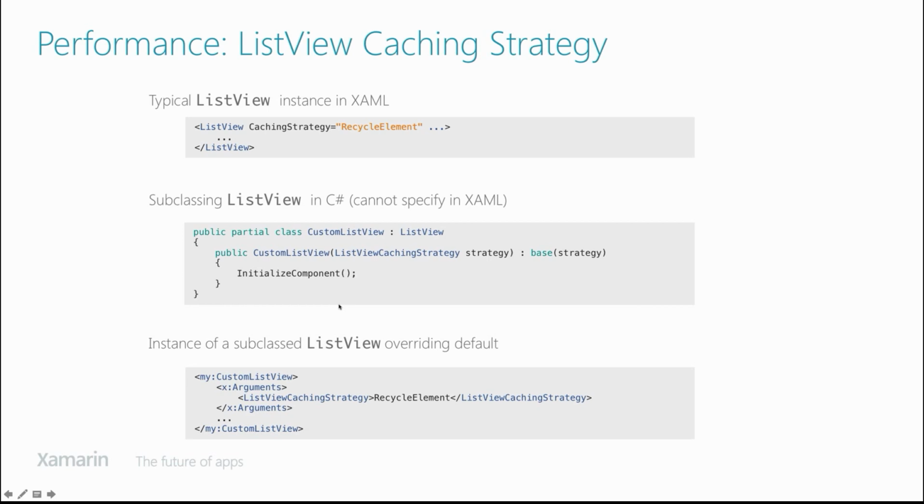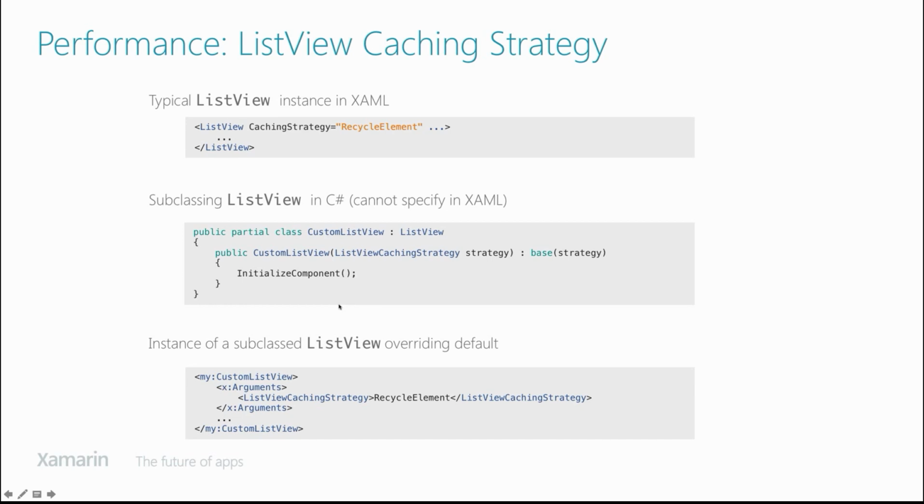Subclass ListView, and you want to create your own. I do this all the time. So I've created a custom ListView. You have to specify the default strategy in your constructor, passing it into the base constructor. So if you want to set RecycleElement as your default, you have to specify that here. That'll be your default for any instances of this custom ListView used from that point forward.